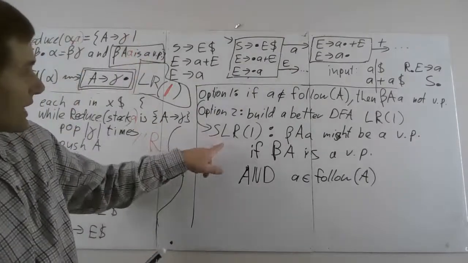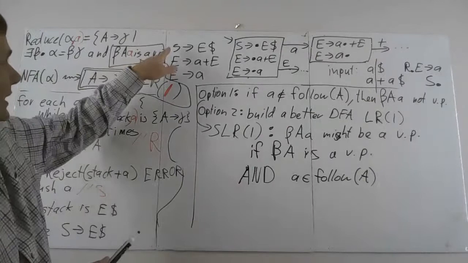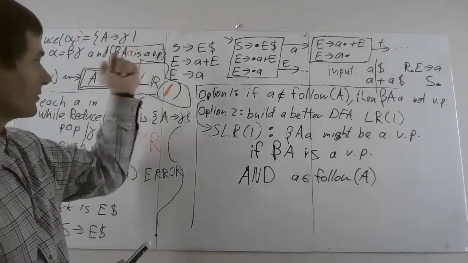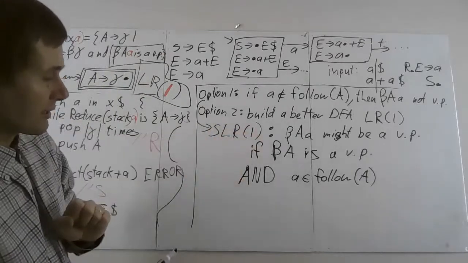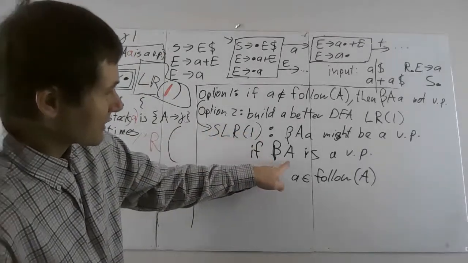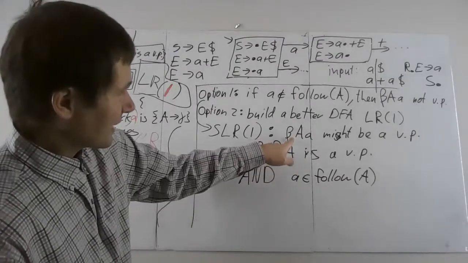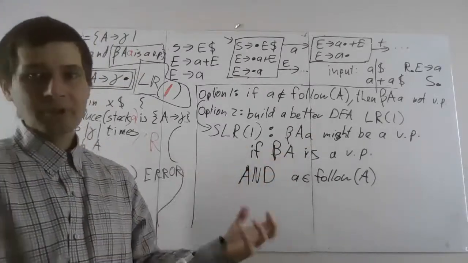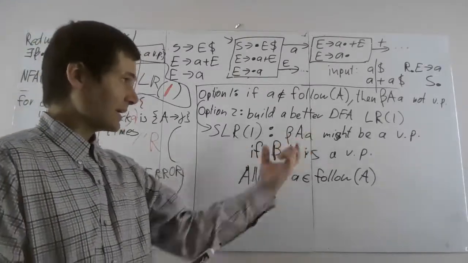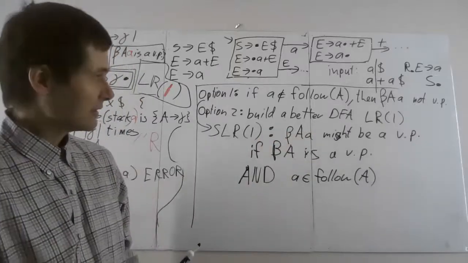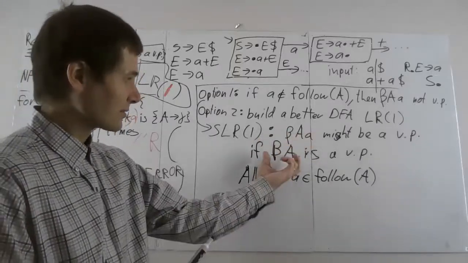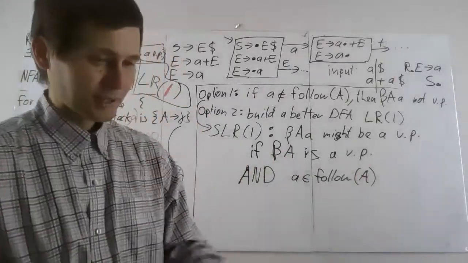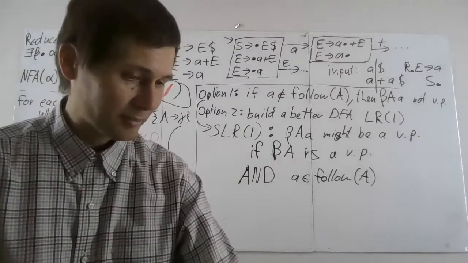So with the SLR1 parser, we're not going to answer exactly whether beta A a is a viable prefix, but we're going to approximate it. If beta A a is going to be a viable prefix, then beta A also has to be a viable prefix, because beta A is a prefix of beta A a. If this is the prefix of a sentential form, then so is this shorter one, and little a has to be in the follow set of big A.